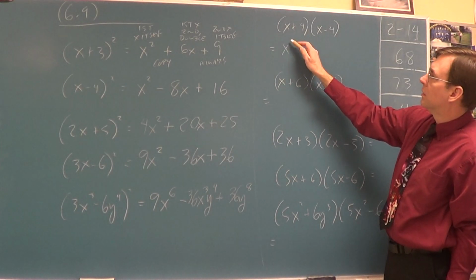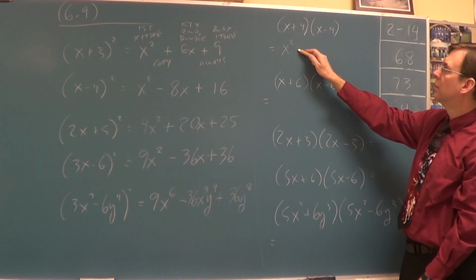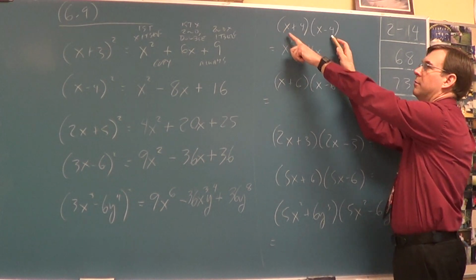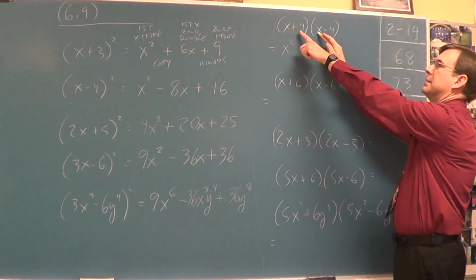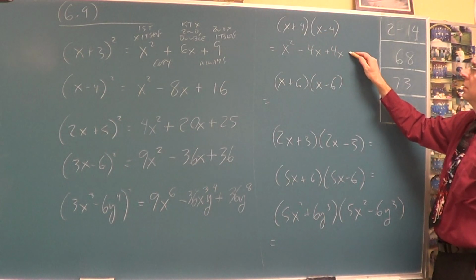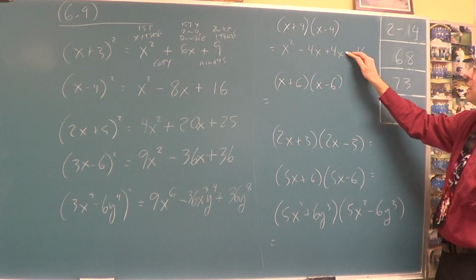x to the second, x squared, from first times first. Minus 4x from the outside item. Plus 4x from the inside item. No, it's a 16 though, not an 8. Negative 16.